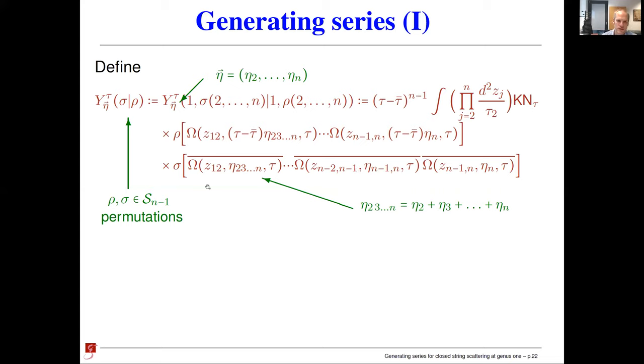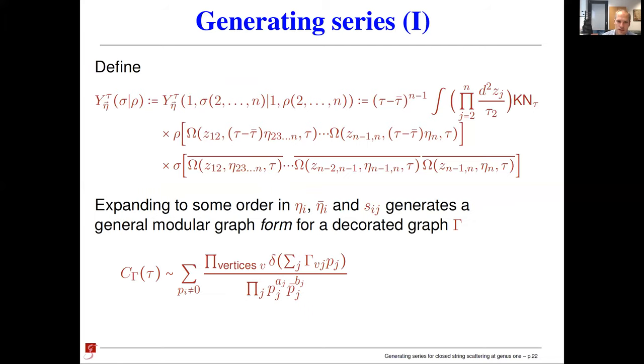And in order to have this really in any way I like, I also have to allow for different contractions between the different points. And these are parameterized here in terms of these permutations rho and sigma. Because in the way I've written it here, it's just a cyclic product, 1 2, 2 3, 3 4, up to n minus 1, n, which means that I'm connecting the points in a very specific order. If I want to have arbitrary orders, I also have to allow for these relabelings of the points, the permutations. And the object eta_{2,3,...,n} that appears here is nothing but the sum over these different etas. So I appreciate that this is a very big formula.